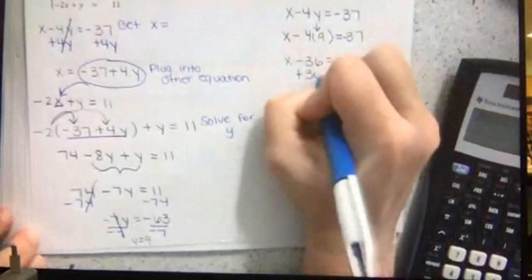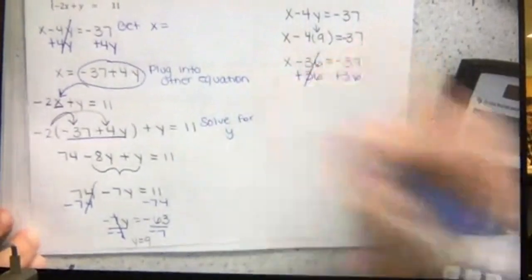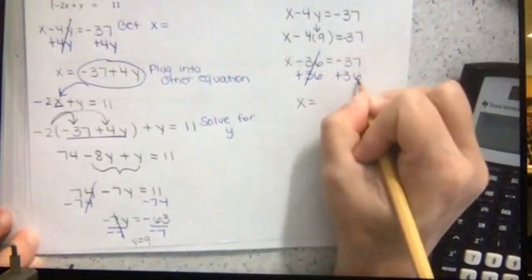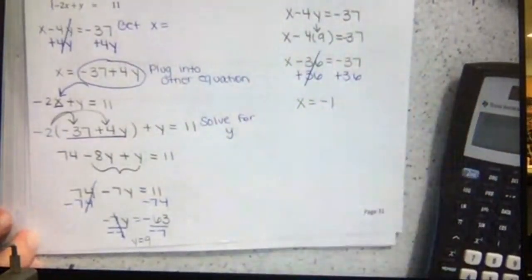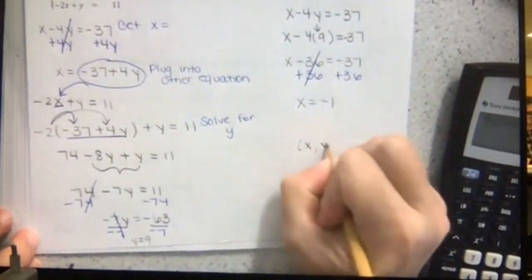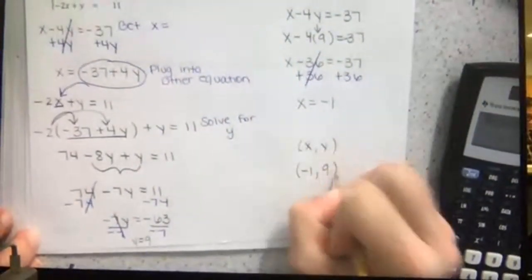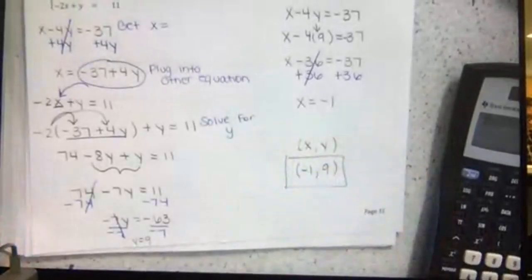And then last but not least, adding 36 to both sides, those cancel. We're left over with x equals -37 plus 36, which is -1. We did it. We found x and we found y. So x is -1, y is 9. Our answer is the ordered pair -1, 9. And that's it.